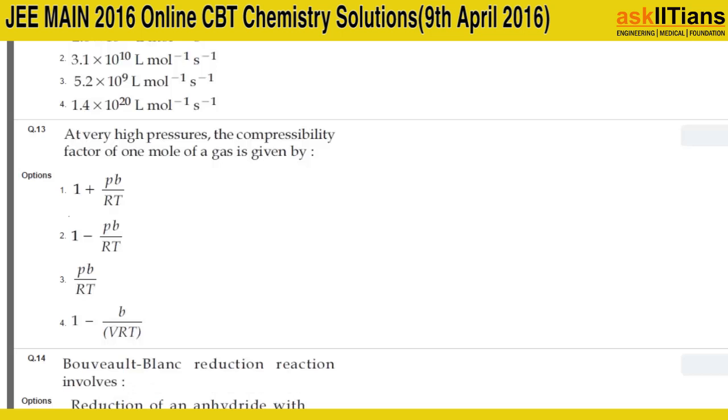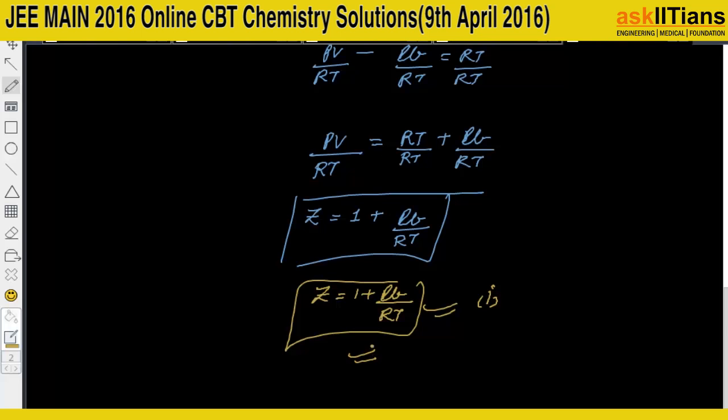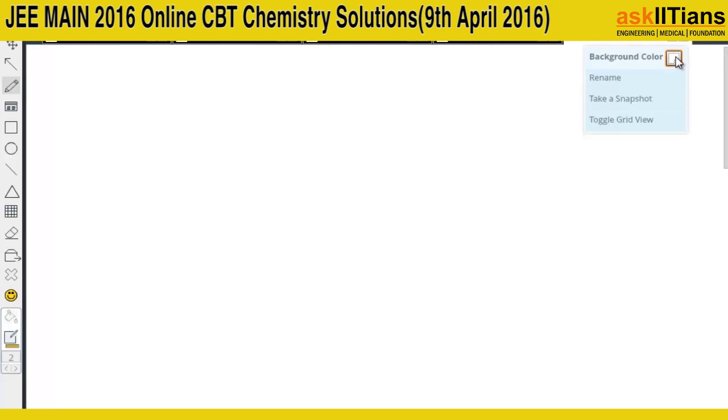Let's see the options that have been given to us. The first option is given to us as Z is equal to 1 + Pb/RT, and hence I can say that this is the correct option for question number 13. Now students, keeping in mind this answer, let's move over to another question in this series, which is question number 14.